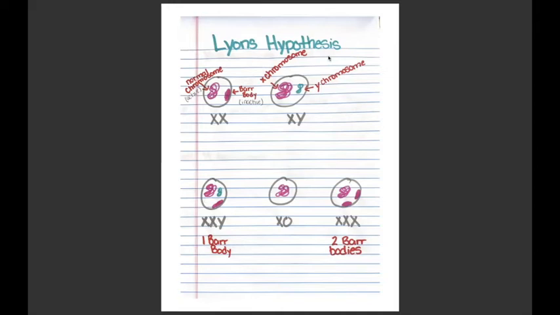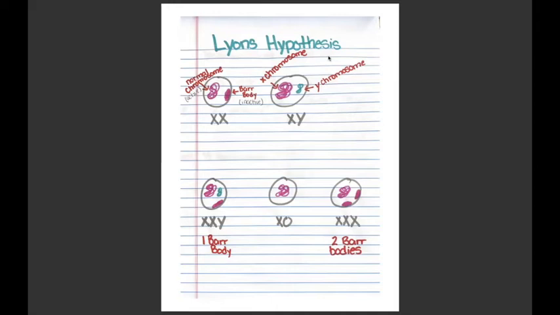A Barr body is when one of the two X chromosomes becomes condensed or compacted and becomes isolated off to the side of a cell. This is now an inactive X chromosome. The active X chromosome will be the gene that is expressed.